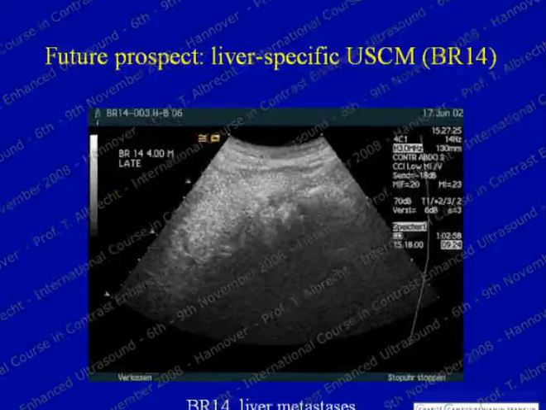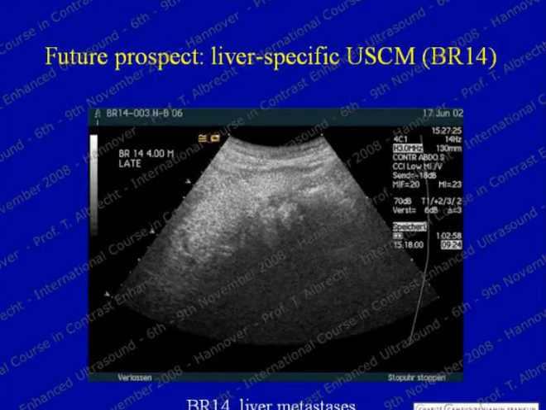Just to show you a future prospect, this is a truly liver-specific low MI agent for liver imaging. This is BR14, and I think you can see that during the delayed phase with these punched-out lesions, this really is the sort of image quality that we would like to see with every contrast-enhanced case, and this is not available. So it would be great if industry could give us such new toys.